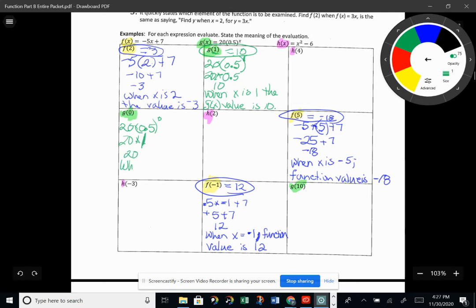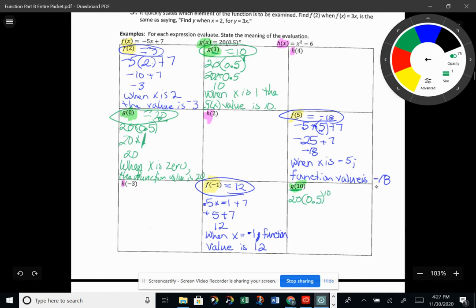So when x is 0, the function value is 20. So g of 0 is equal to 20. And again, we're going to do this one down here when we have g of 10. So g of 10. So we have 20 and 0.5 to the 10th power.